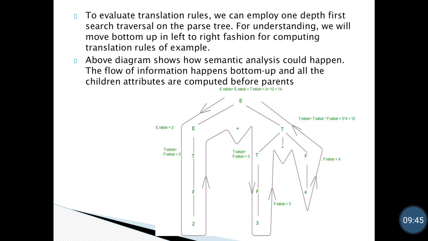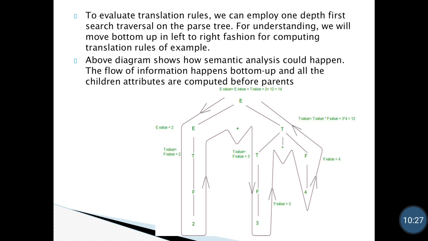And at the end, E plus T. We are again performing reduction here. E plus T goes to E, means E goes to E plus T. So in the first rule, E dot value is equal to E dot value plus T dot value, and we have E dot value is equal to 2 and T dot value that we have calculated here, that is 12, and finally we are getting E dot value is equal to 2 plus 12, that is equal to 14. That is our result here.